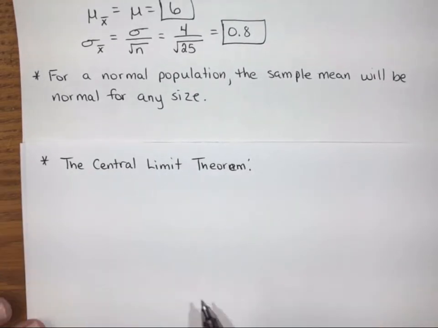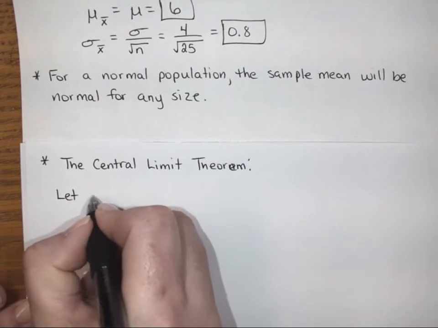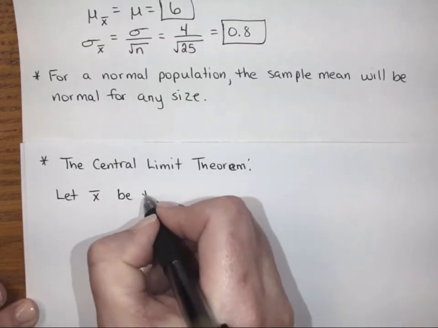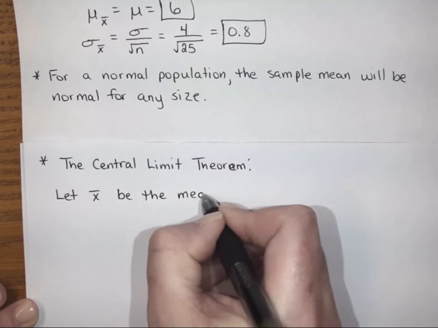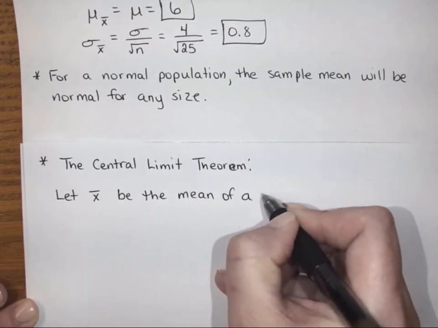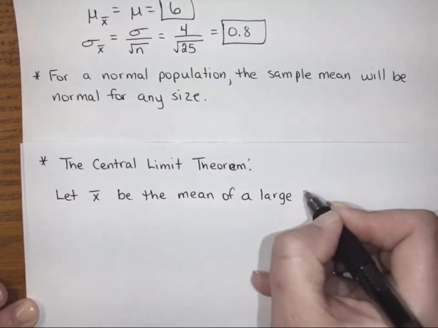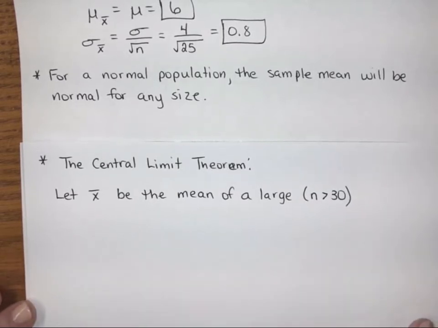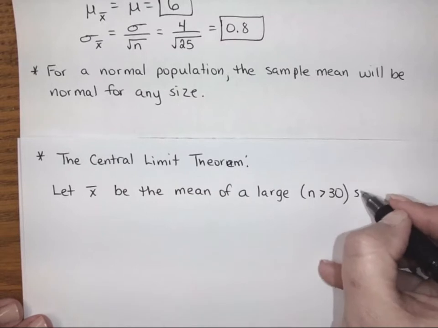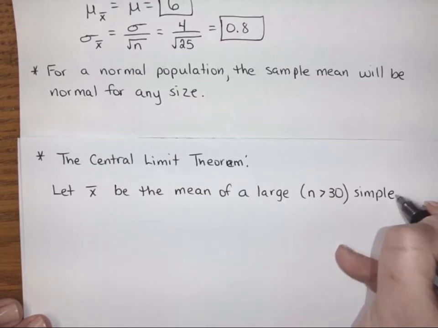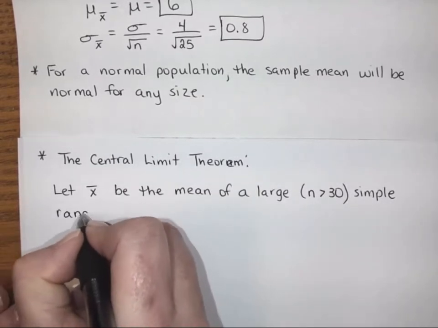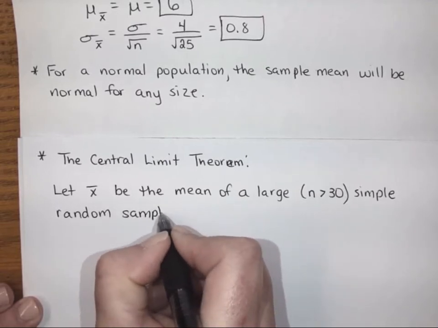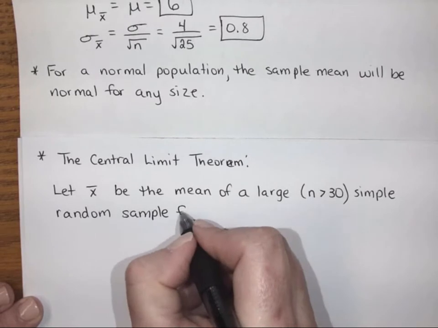So the central limit theorem kind of defines some terms first. So let x bar be the mean of a large sample. We're going to define a large sample as anything bigger than 30, okay? The sample does need to be simple random. Remember, we defined that back in chapter 1. That just means that every value is equally likely from the next value.